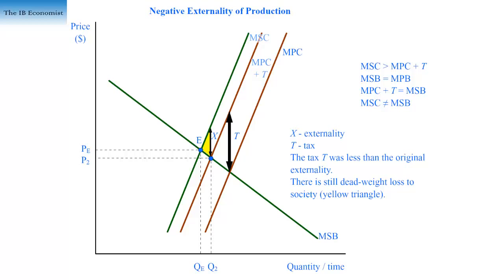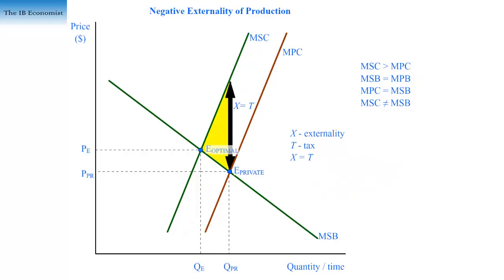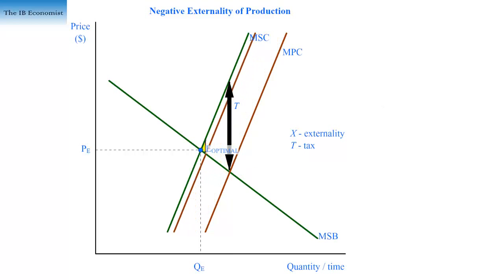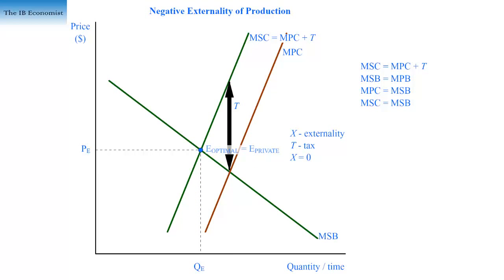We have not managed to correct the market effectively. This is one of the drawbacks of a direct intervention. The taxation method is a method of direct intervention, and we can see that when we intervene correctly, as we did in the first case, look at our intervention over here. We were able to set the tax equal to the externality, and as a result our solution was perfect.